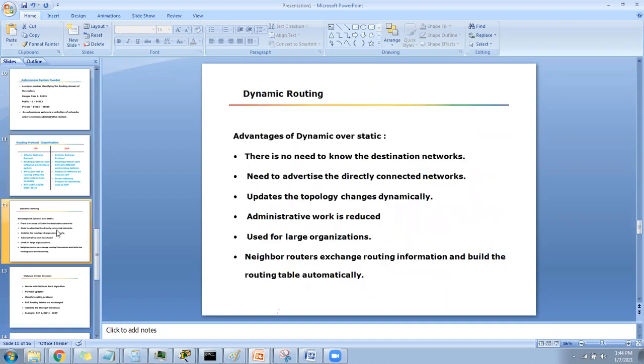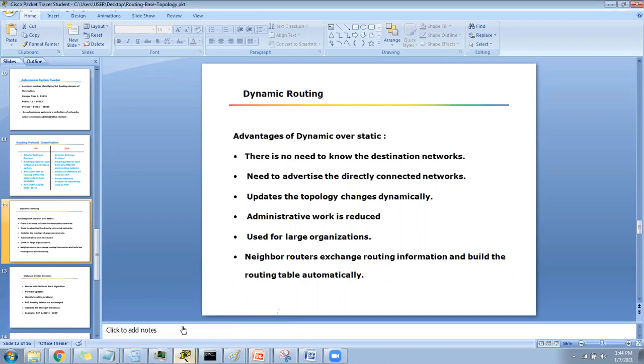Next, dynamic routing. What are the advantages of dynamic over static? Think about this point very carefully, listen here. The first thing: there is no need to know the destination network. This is a good advantage. Next, you need to advertise the directly connected networks. Now see, do you see any reverse sentence here?